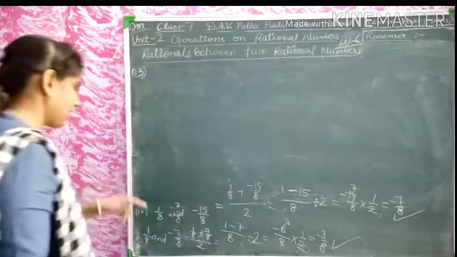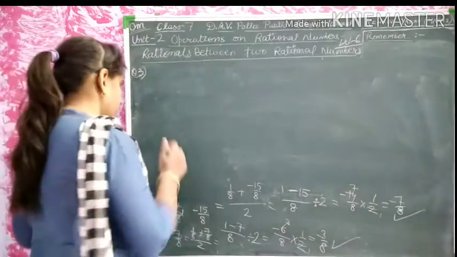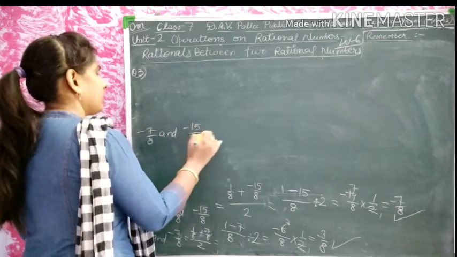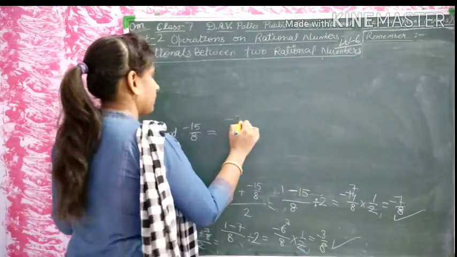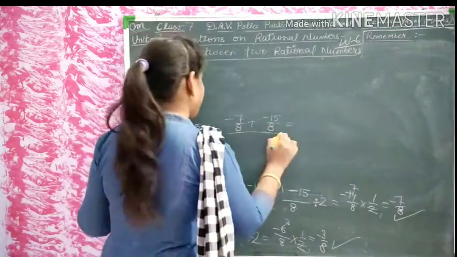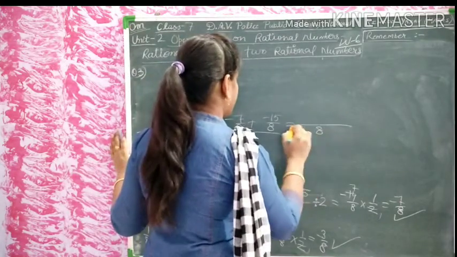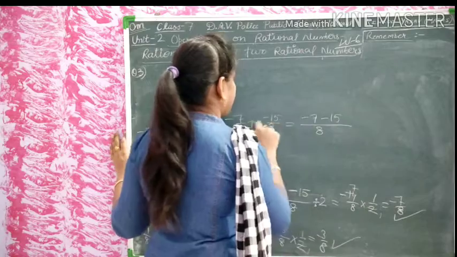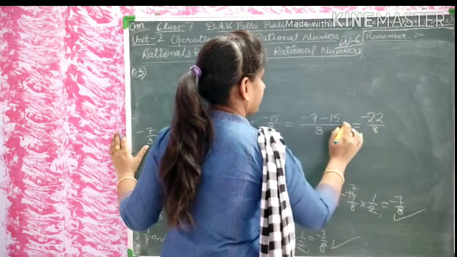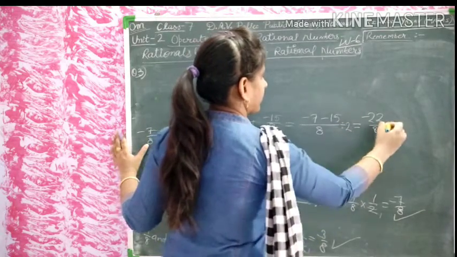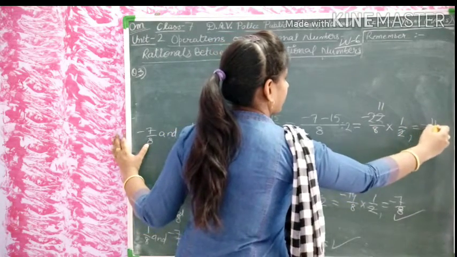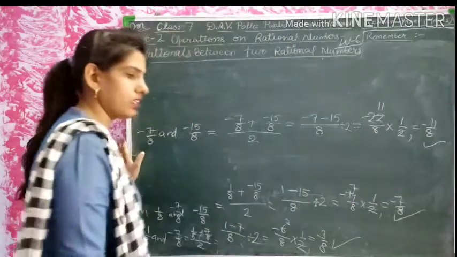One number is this, and another number we have to find between these two numbers: minus 7 by 8 and minus 15 by 8. We will get minus 7 by 8 plus minus 15 by 8. The LCM is 8, minus 7 plus minus 15, and that is minus 22 divided by 8, and it is divided by 2 here. It will multiply and its reciprocal changes to 1 by 2. 2 ones are 2, 2 elevens are 22, so minus 11 by 8 is the third rational number.